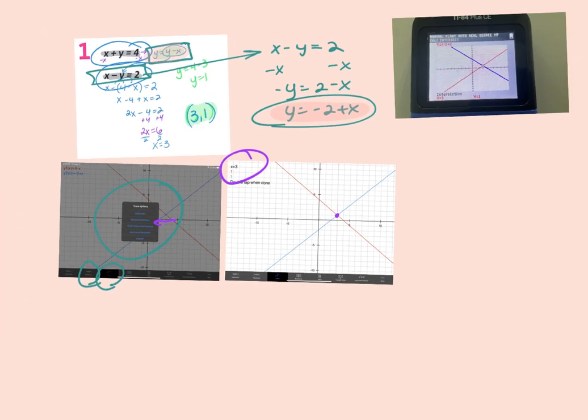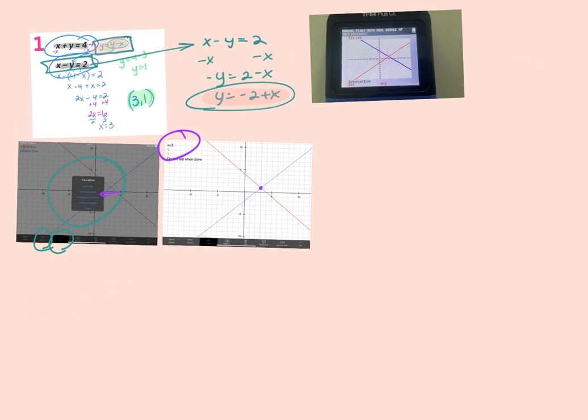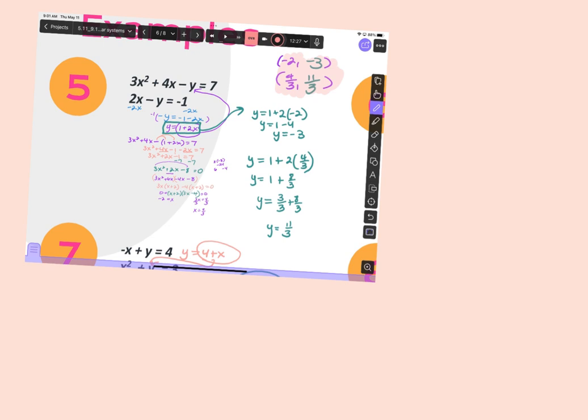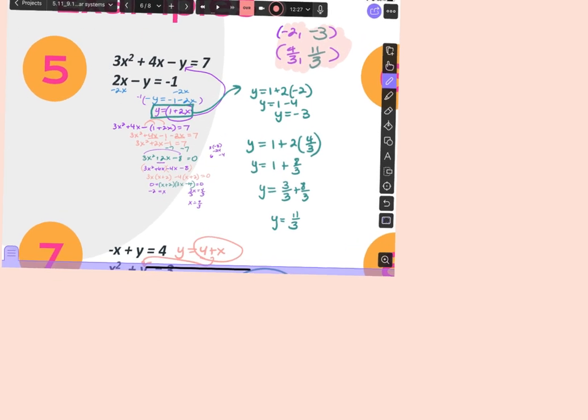All right, we're going to do this with one of the quadratic ones, or the nonlinear. Okay, so 5, and this is, to be honest, sometimes these are more work than they're worth. Okay, so if it says to graph, it says to check your answer graphically, you don't have to. It is simply just to help you out.